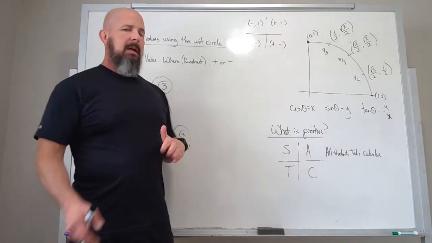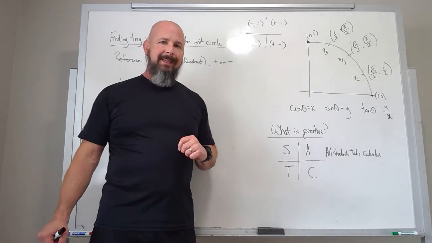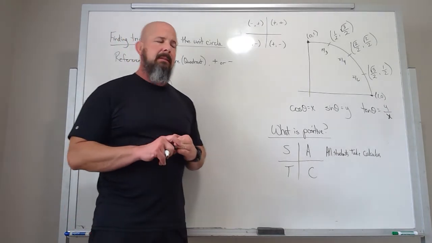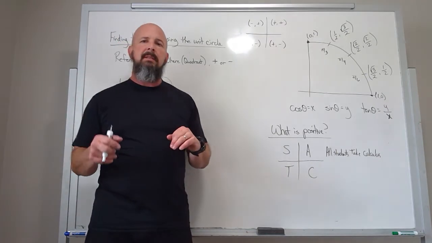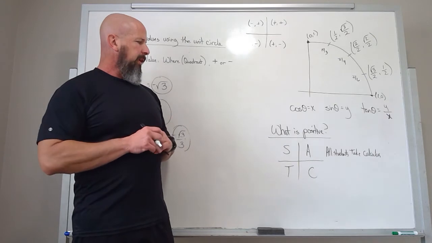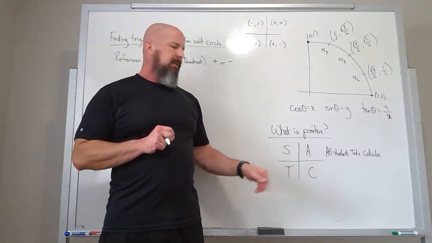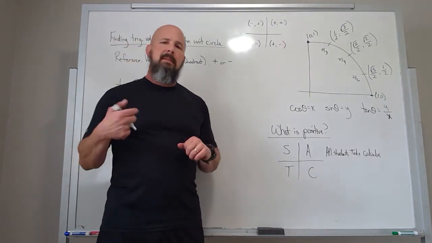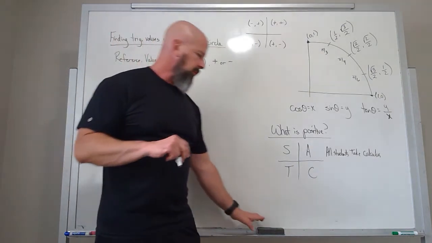A couple things that you will run into is, instead of being asked for sine, cosine, and tangent, sometimes you're asked for cosecant, secant, and cotangent. Don't let those get to you. If sine's positive, cosecant's positive. If cosine's negative, secant's negative. Just remember they're reciprocals.